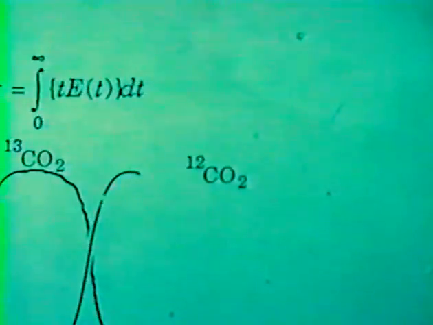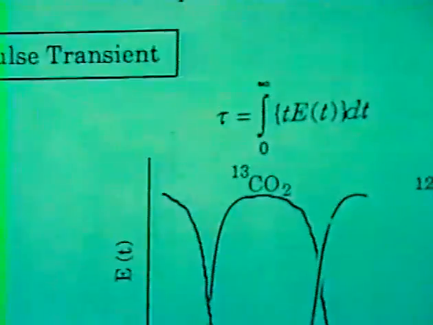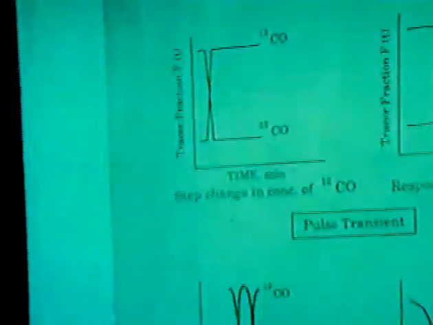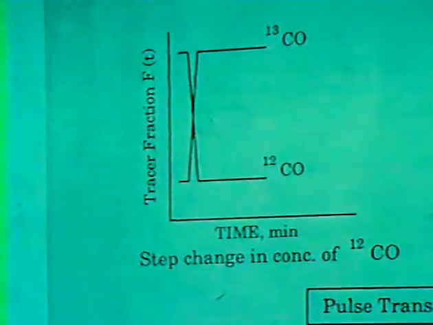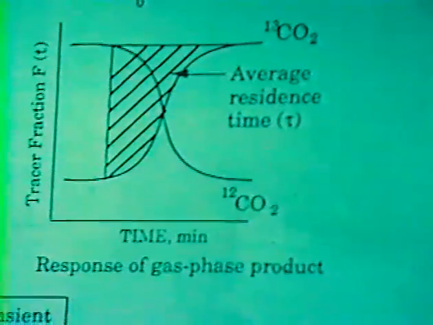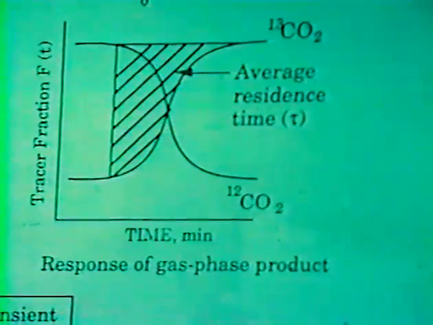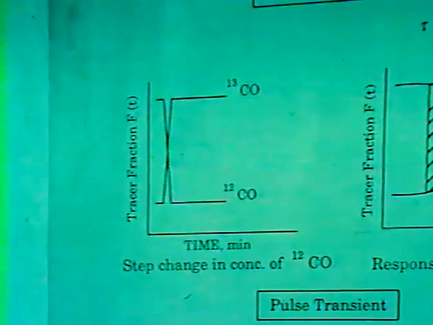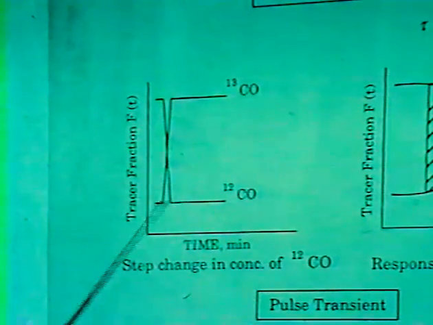This technique can provide information about the rate constants of elementary steps, surface coverage, and the residence time of the intermediates. In fact, the most direct information provided by this technique is the average residence time of the intermediate leading to the product. In a step transient, what we do here is switch. In this case, we're doing the carbon monoxide transient, so we switch C12O to C13O.